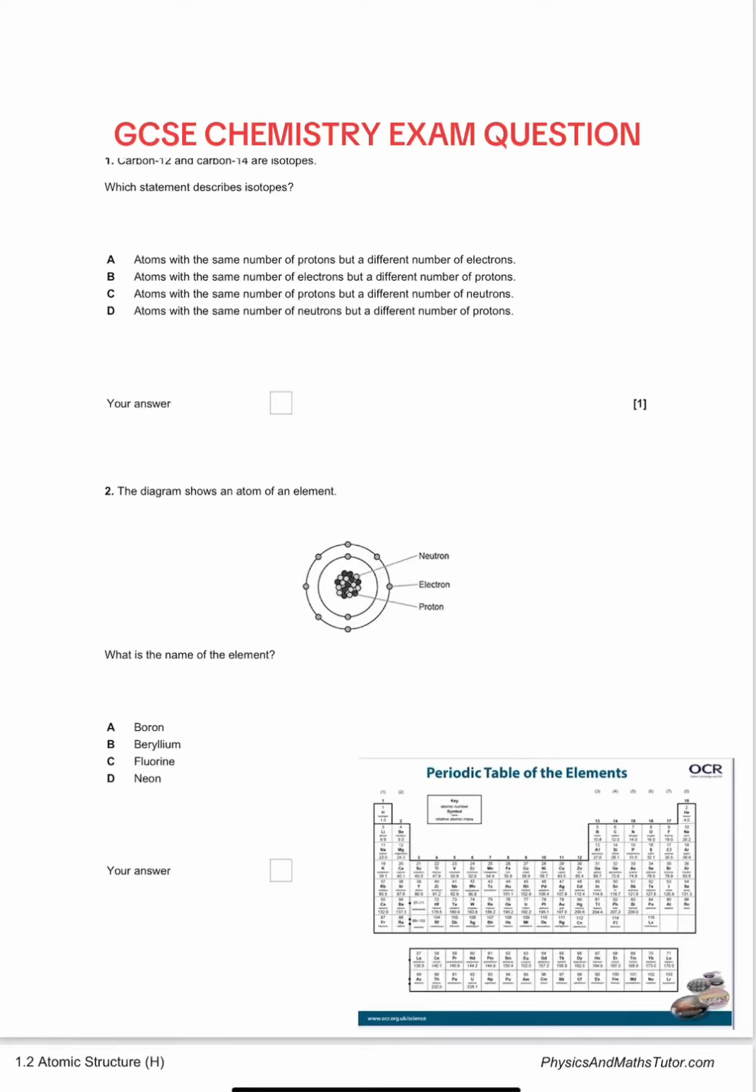So today we'll quickly be doing question 1 and 2 from atomic structure. So let's get into it. It says carbon 12 and carbon 14 are isotopes. Which statement describes isotopes? So let's go over the definition of an isotope first.